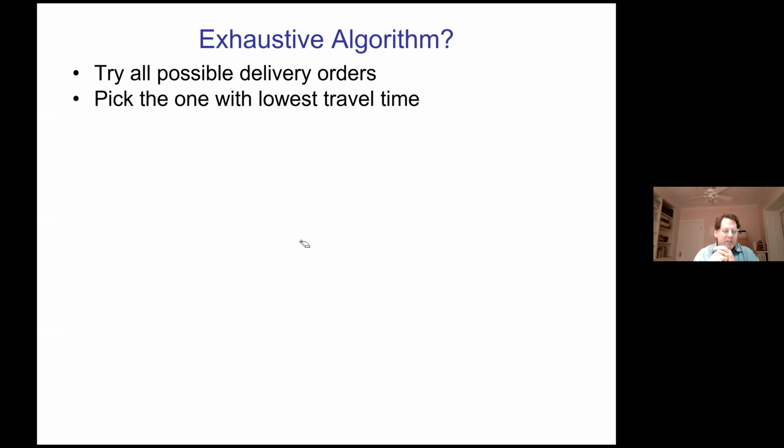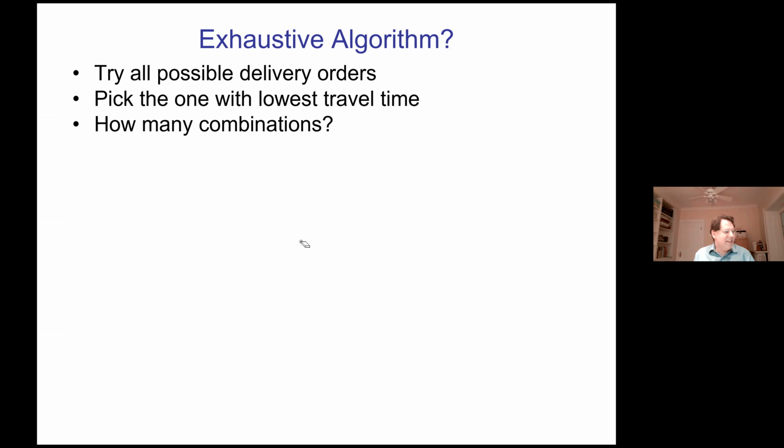Okay, so maybe we could just do this perfectly. So in milestone 3, you're actually writing algorithms that are basically perfect, and you're just trying to make them fast. So we should check. Maybe there's a perfect algorithm that we could use and get the best possible answer. So an exhaustive algorithm. We could just maybe try all possible delivery orders and then pick the one with the lowest travel time. Okay. So how many combinations?